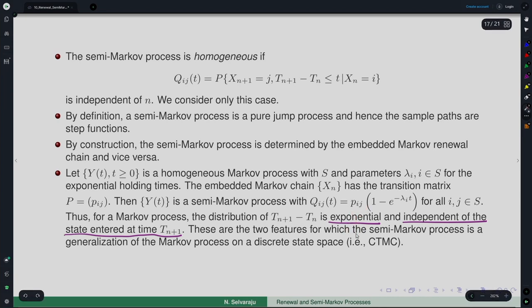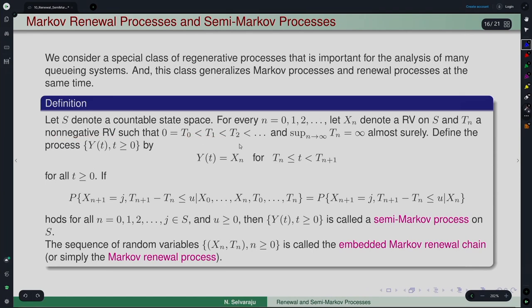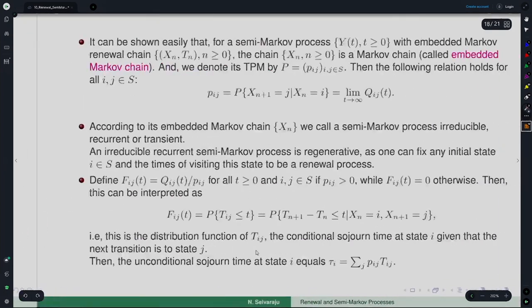If this is not exponential and if this is not independent of, then where you are going to move to in the next step is dependent on that, then what you get is actually a semi-Markov process. This is the generalization achieved: these are the two features, one is exponential, the other is independent of the state entered at the next transition. So, that is what it explicitly models. It is also j, and this distribution need not be exponential, it could be any general distribution, because this Tn's you just assumed this way, and it is a renewal process Tn.